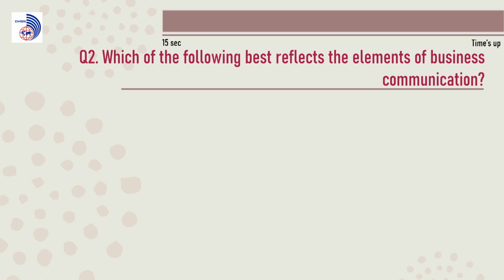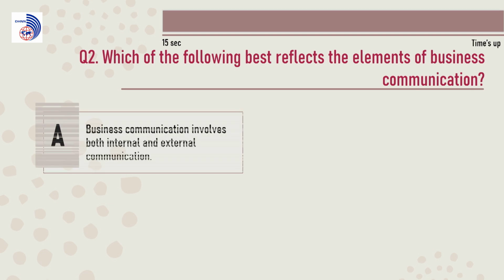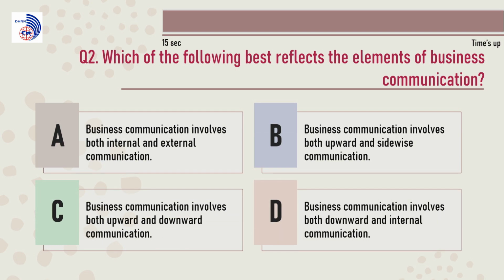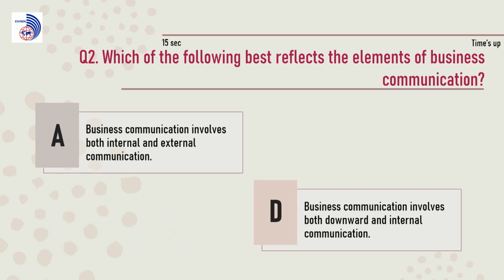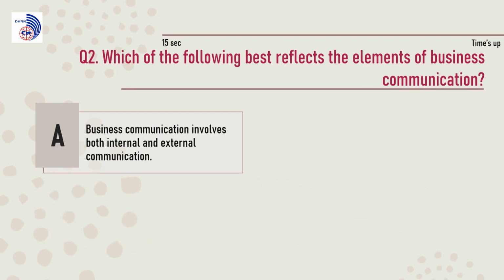Right, let's continue with question number 2. Which of the following best reflect the elements of business communication? You have A, B, C, and D. So let's start with the time. 15 seconds for this question. A, B, C, or D. So you can see the correct answer is A. Business communication involves both internal and external communication.